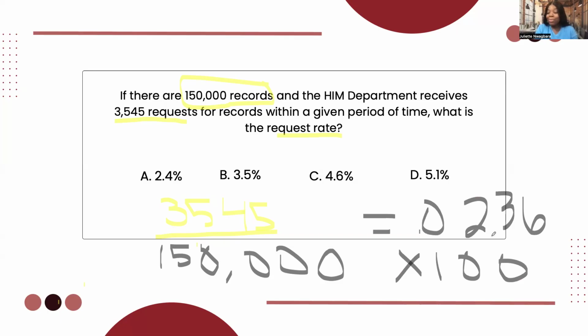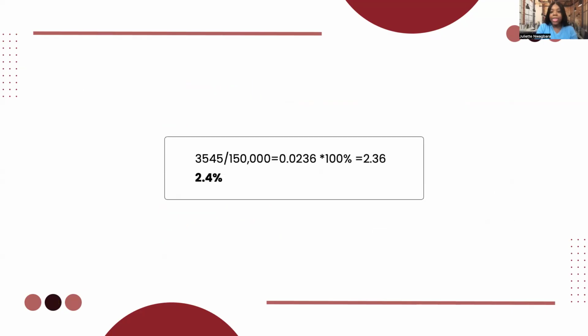We know about rounding up. So which number here would be the answer? The answer would and should be A, 2.4%. So that is the percentage: out of 150,000 records, 2.4% have had requests received for these records. That is the answer. That's what you would pick if you were there on test day, and that is the math to get that done. Okay, so that is number one.